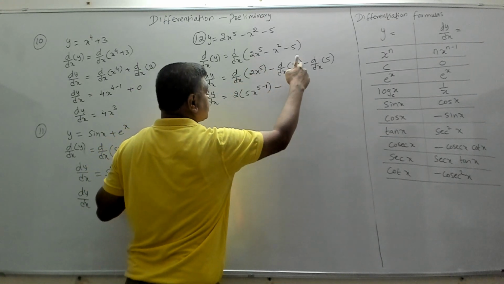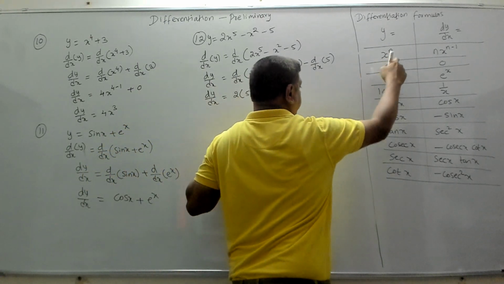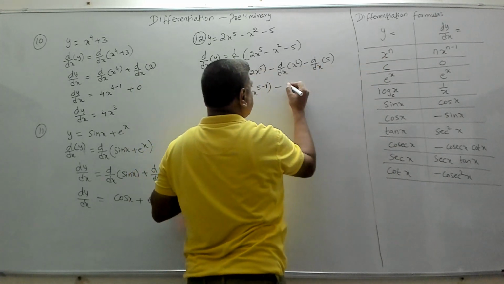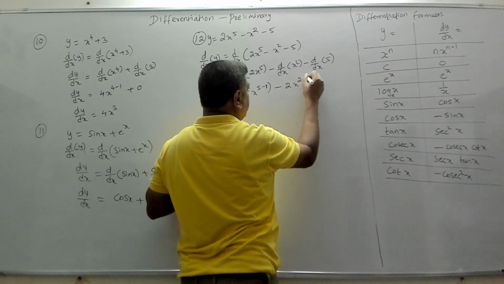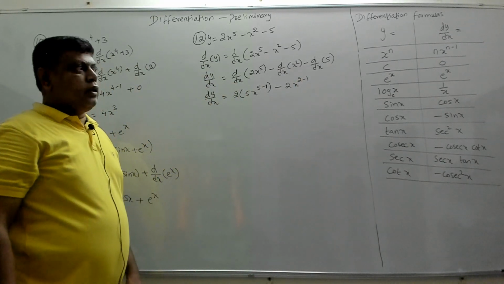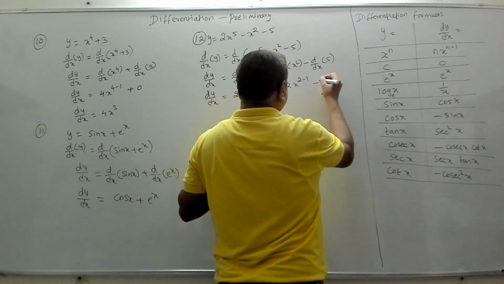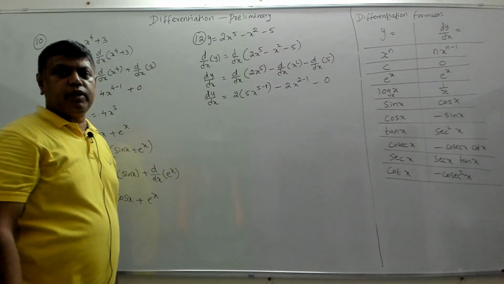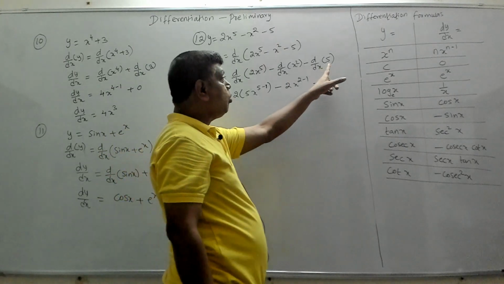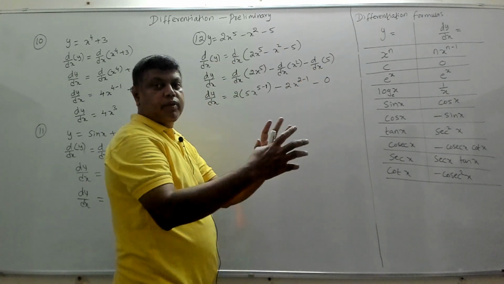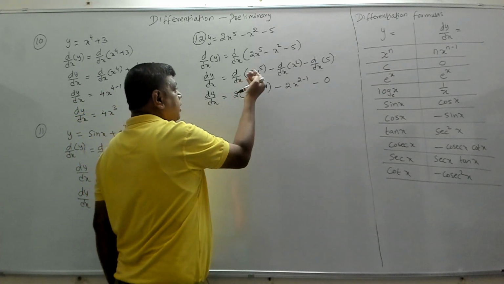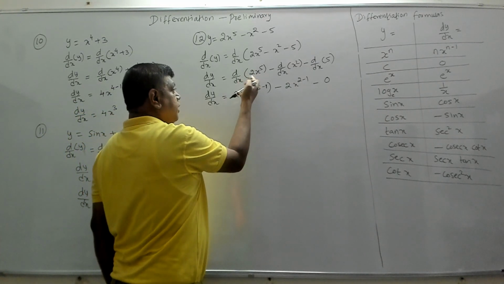Minus, now differentiation of x square. X square is in the form of x power n. So what is differentiation of x square? X power n is n x power n minus 1. Minus, now what is the differentiation of 5? Here you have to put 0. Here the differentiation is 0 because the number alone is coming. It's not coming along with the variable. Right? If it comes along with the variable, then you will not put that as 0.